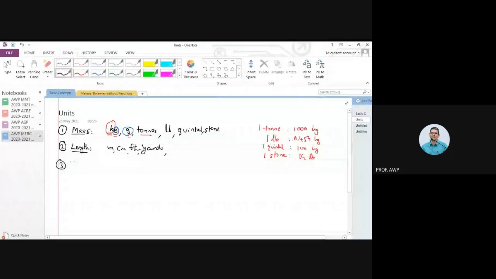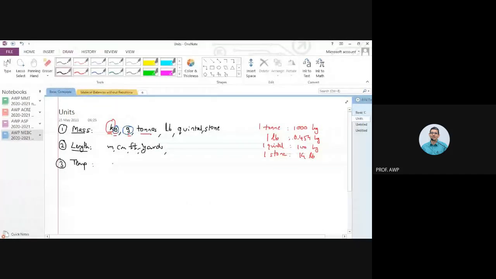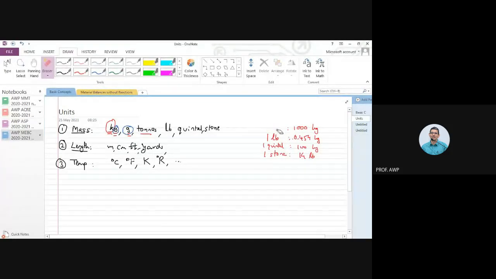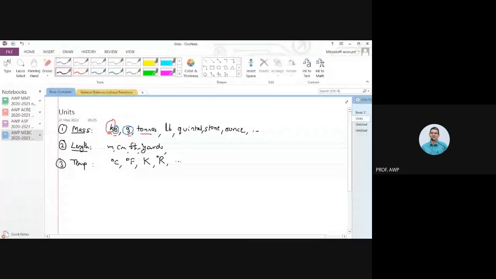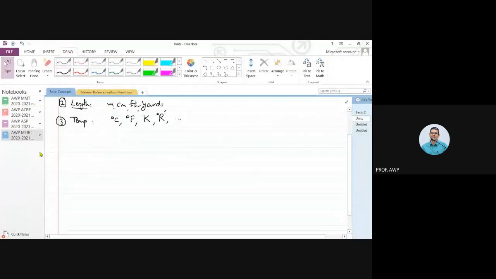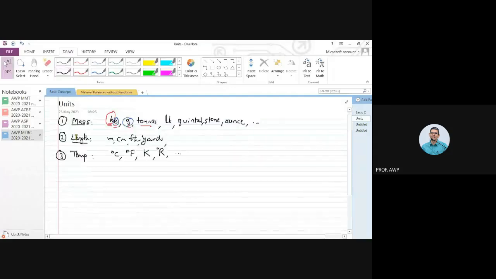Temperature, yes. So temperature we measure in degrees centigrade, degrees Fahrenheit, Kelvin, Rankine. Any other unit? Sir, for mass, we can even use ounce. Ounce, yes. Right. Okay. What is the next quantity that you would like to take?